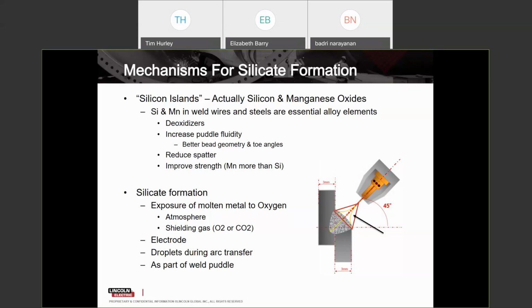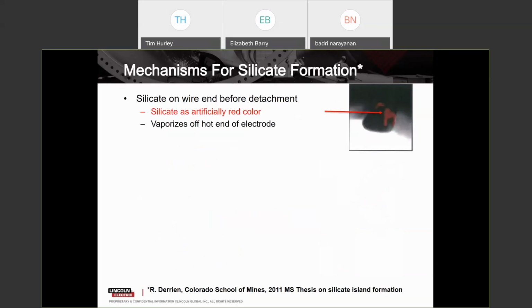It's also in the weld pool itself. So the electrode, when it's heated, is where this mechanism takes place. The droplets during the arc transfer and part of the weld pool are all going to be locations and times, depending on the temperature range of the weld metal, where this silicon oxide can be formed.